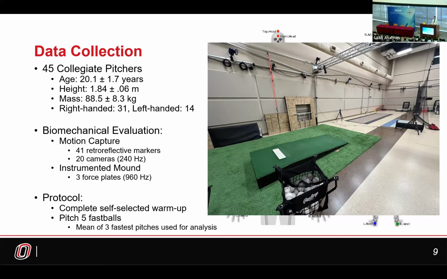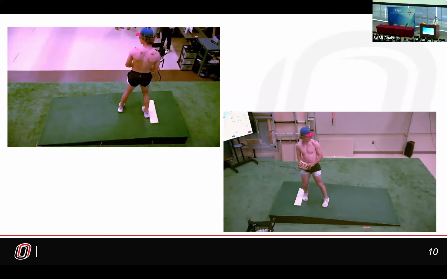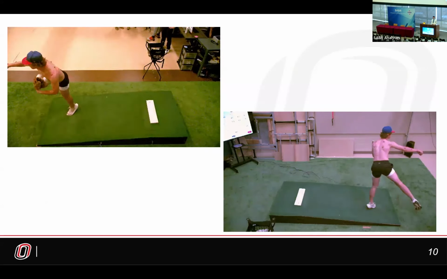The protocol consisted of them completing a self-selected warm-up and then pitching 5 fastballs. We took the mean of the 3 fastest pitches and used that for analysis. So here's an example of someone pitching. I'm sure you've all seen this before.